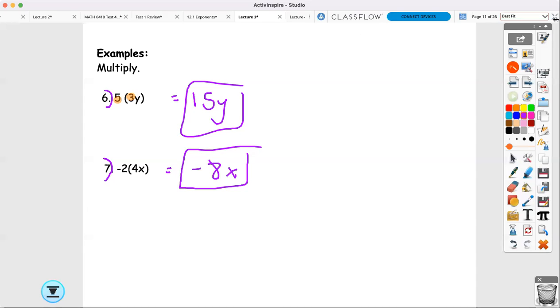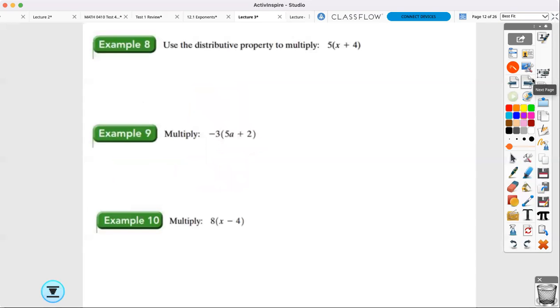All right, let's go ahead and move on. Example 8. Now, we're gonna be applying the distributive property. So I'll give you a minute to set this up in your notebook.